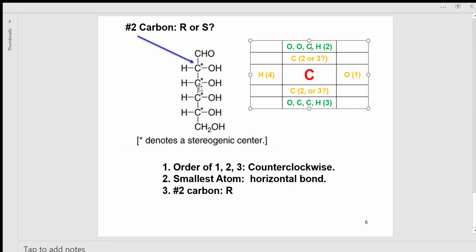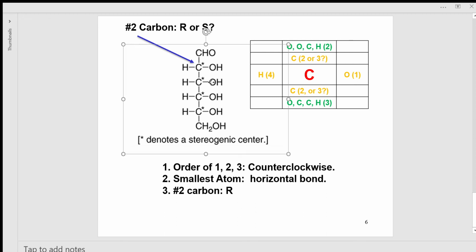Let's take a look at this carbon. Again, basically this carbon has 4 connections. Oxygen here, carbon here, hydrogen here. So this carbon has 4 connections: oxygen, carbon, carbon, hydrogen.